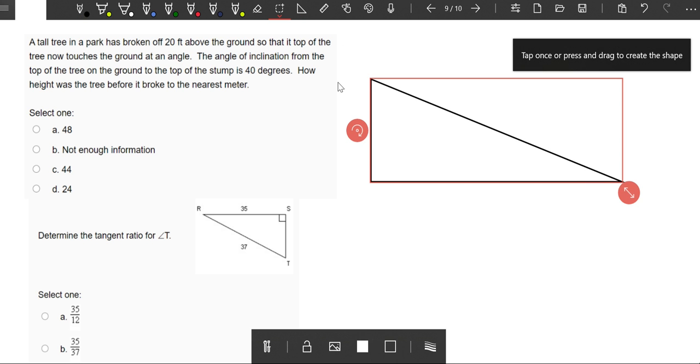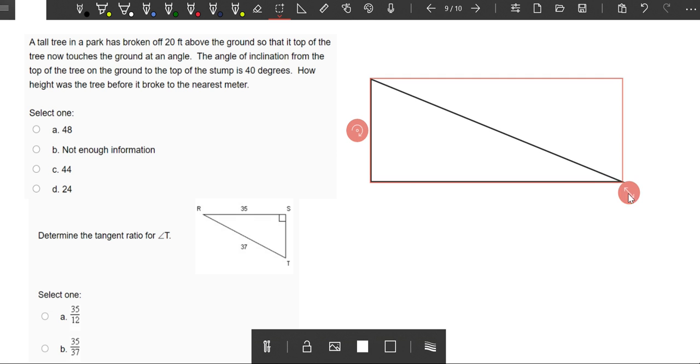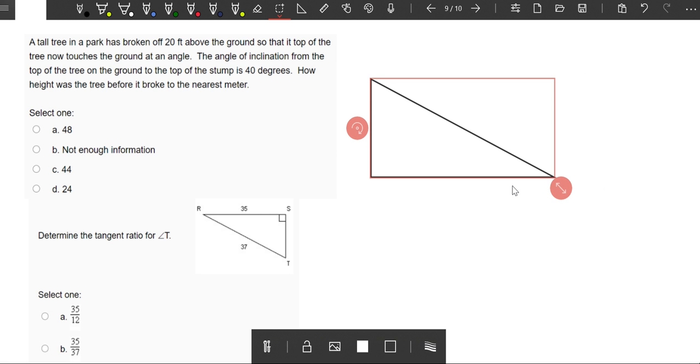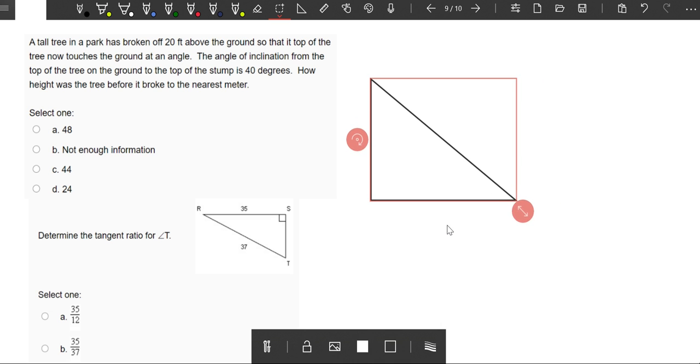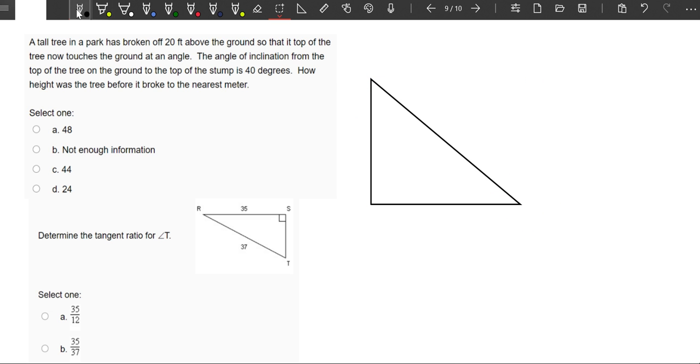So we've got a triangle. So, let's make it like that, I don't know. So, a tall tree in a park is broken off 20 feet above the ground. So it broke 20 feet off the ground, so that's 20 feet. Top of the tree, so that has to be the top of the tree now touches the ground at an angle.